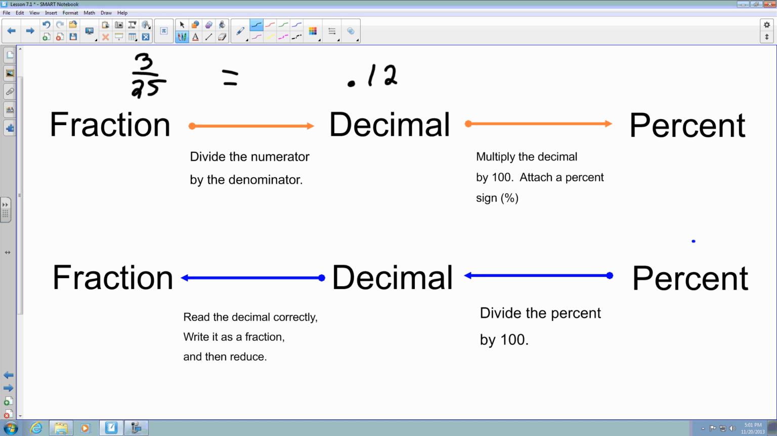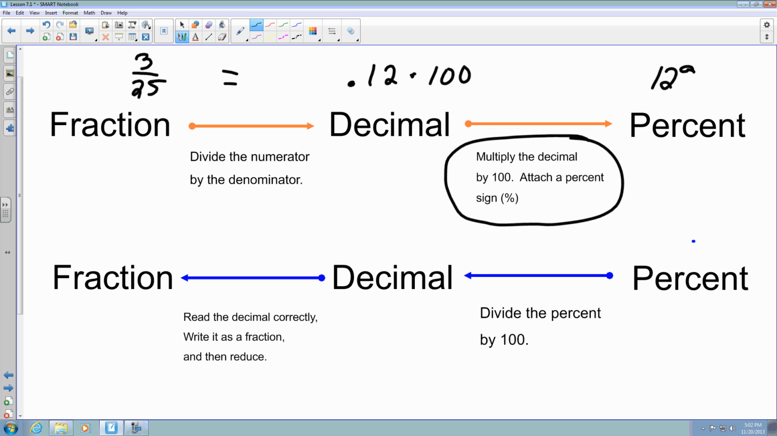Now, if I want to make that decimal into a percent, all I have to do is multiply the decimal by 100 and attach a percent to it. So if I multiply 0.12 by 100, I'm going to get 12, and then I just attach the percent to it. So 3/25 is the same thing as writing 0.12, which is the same thing as writing 12%.